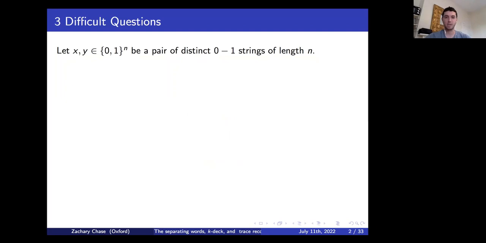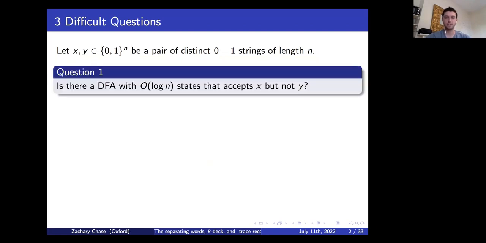So let X and Y be a pair of distinct 0, 1 strings of length n. The first question is: is there a deterministic finite automaton, a DFA, with at most some constant times log n states that accepts X but not Y? X and Y are of course symmetric here, so it doesn't matter.